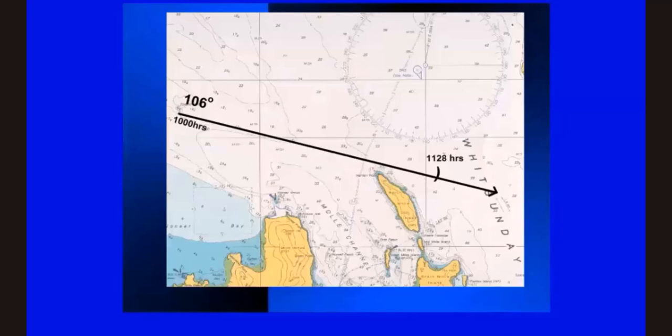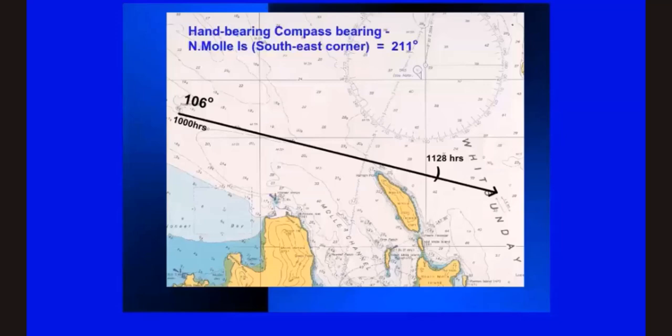From our boat, we should be able to see the southeast corner of North Mole Island. If we take our hand-bearing compass and use it in a position on the boat where it will not be influenced by metallic objects, in other words, there will be no deviation, we point the compass at the southeast corner of North Mole Island and find that it reads 211 degrees. As I said, there is no, or shouldn't be, any deviation on a hand-bearing compass. We get a direct magnetic bearing.